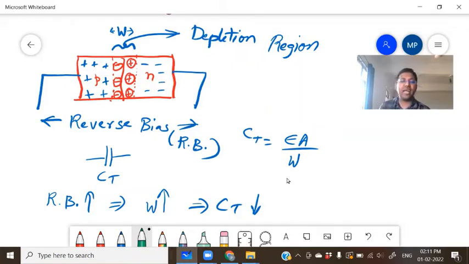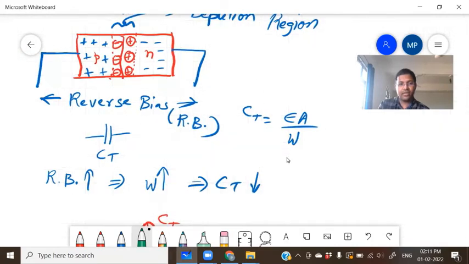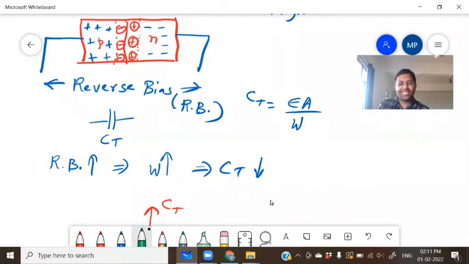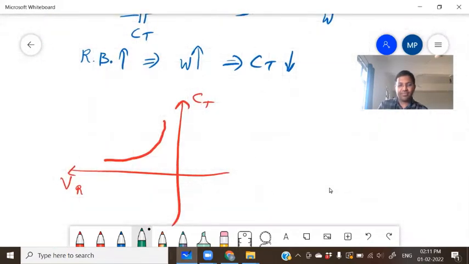Hence, it is useful as a voltage variable capacitor, right? So according to this, if we increase the reverse voltage, capacitance reduces. How does that reduce? It reduces according to this graph. You know very well that reverse voltage, we give negative voltage. So that is the reason we are drawing this graph in the second quadrant.